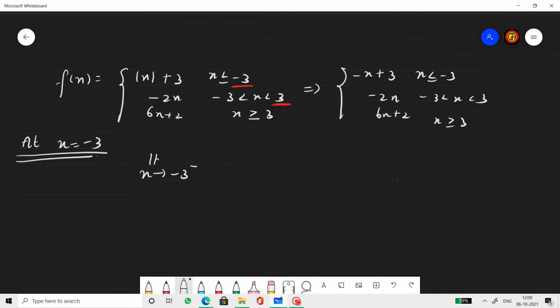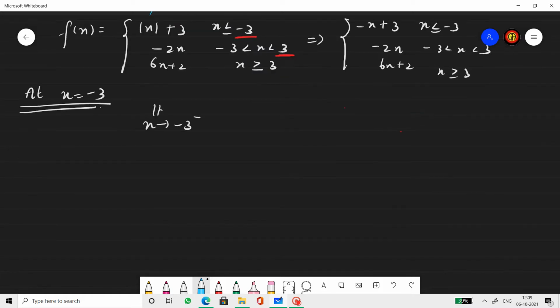If you want to understand this one, let me take it to you. Mod function, just mod x, means the critical point is 0. So below 0, the function has to be minus x, and at 0 and above, it's going to be x, right? And x equal to minus 3 means a number below 0, right? So the function has to be minus x here. So that is why it is minus x plus 3.